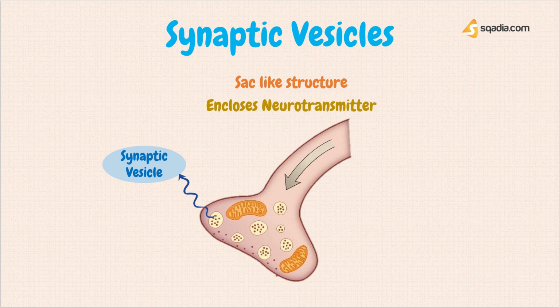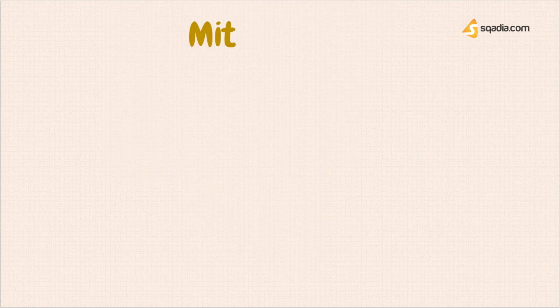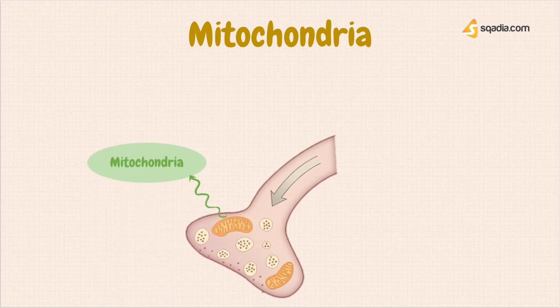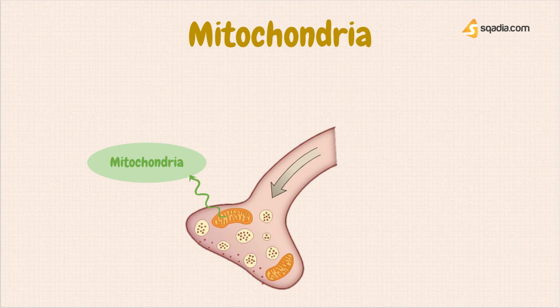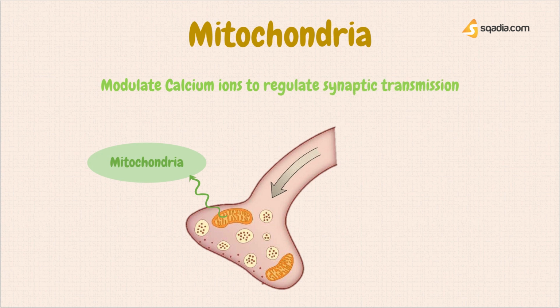Now, we are going to talk about a self-replicating essential organelle which is present throughout the body. Yes, we are talking about the mitochondria present in the presynaptic as well as postsynaptic terminal. The function of mitochondria is that it modulates calcium ions to regulate synaptic transmission by allowing the opening of the voltage-gated calcium channels, which then releases the calcium, and this calcium activates the synaptic vesicle to release neurotransmitter.